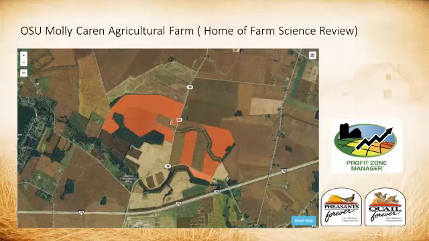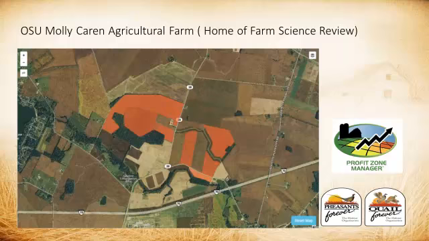So what we did is we worked with OSU, the Molly Caren Ag Farm, which is there at Farm Science Review. Nate is here with OSU, and he's going to talk in a second about the process. They were using their own strategy, looking at their yield monitors, and had identified a break-even point for harvest production. And once they identified all those areas that fell below that bushel per acre yield, they said, what can we do in these areas?